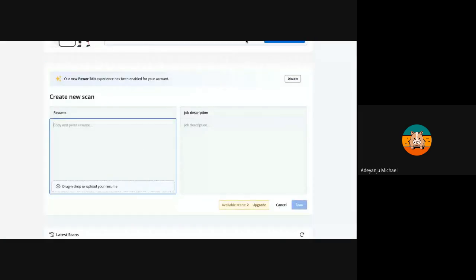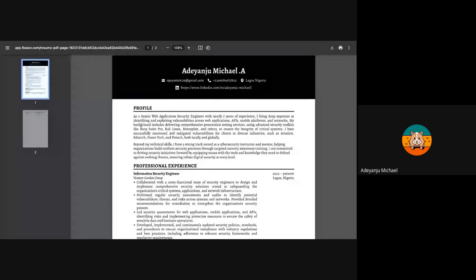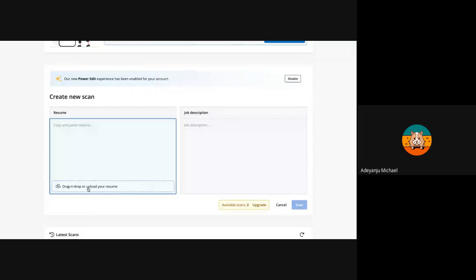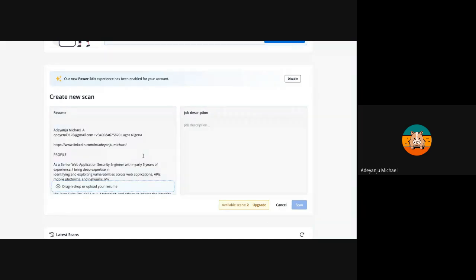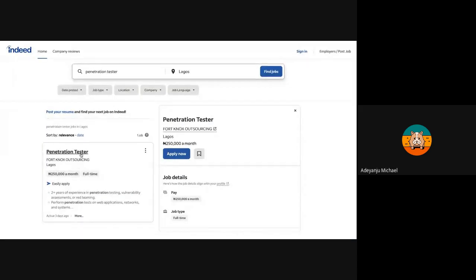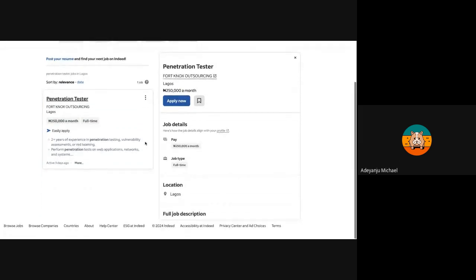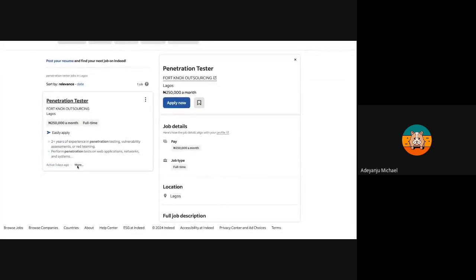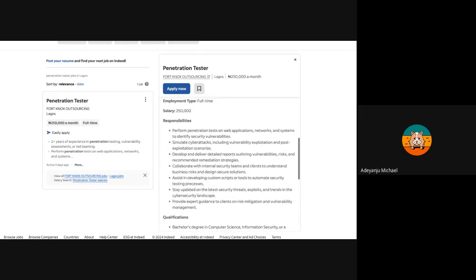So a new scan. This is my resume. What I basically do is upload my resume. I already uploaded my resume here. Now let's assume the job description of what I'm applying for is this one. We're picking a random one, really. So this is the JD here. This is the description, and this is what these people are looking for.